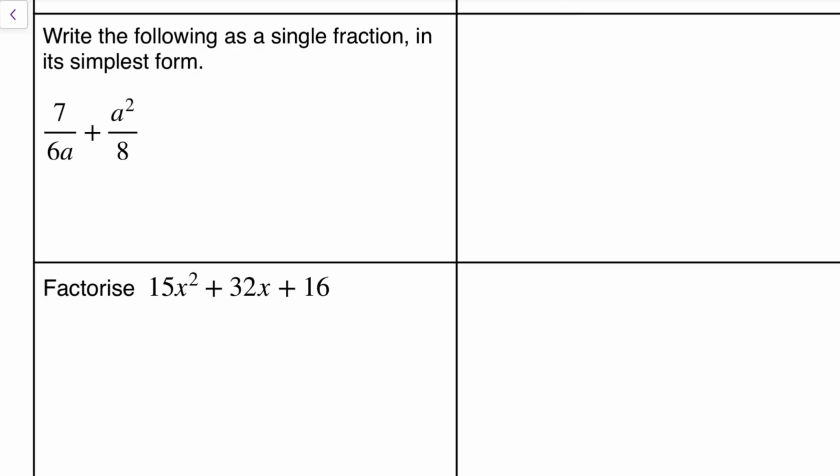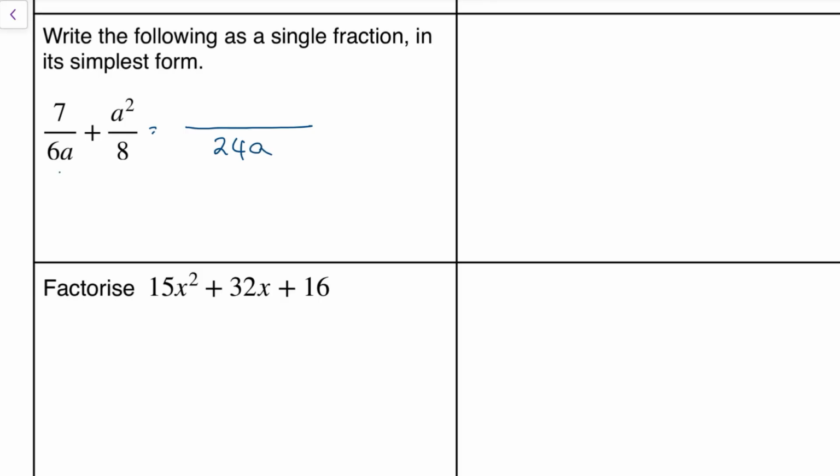Next question. Write the following as a single fraction. Now, I talk a little bit about not trying to jump in and being too clever, but I think on this one we can be a little bit clever, can't we? The lowest common multiple of 6 and 8 is 24. How do I know that? I don't know, I've done maths for too long. And then a is a, so therefore it's going to be 24a.